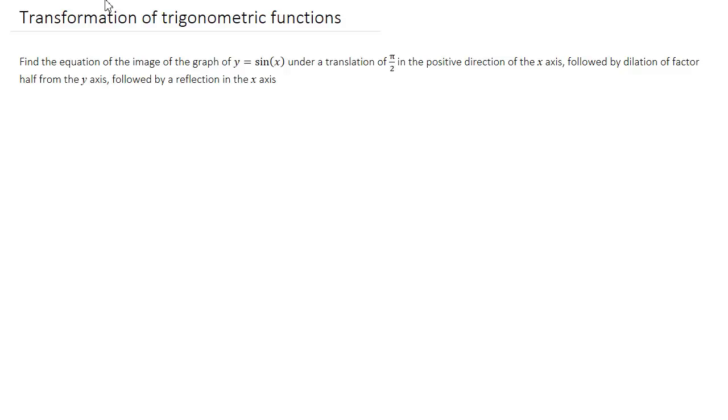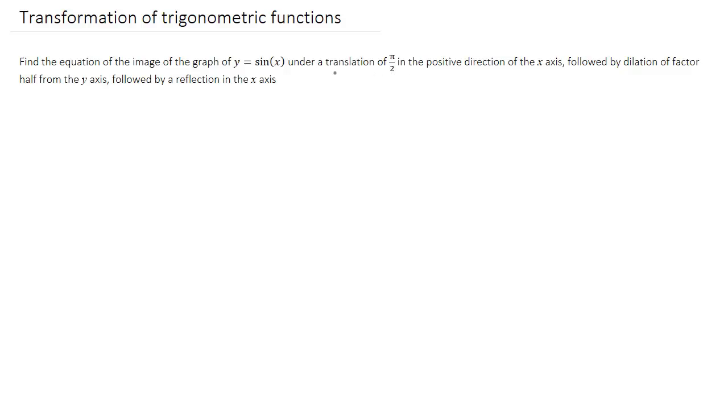This question asks you to find the equation of the image of the graph of y equals sine x under a translation of pi on 2 in the positive direction of the x-axis, followed by a dilation of factor half from the y-axis, followed by a reflection in the x-axis. So this is your old equation, and you want to find the brand new image, so the new equation, under all these differences here.